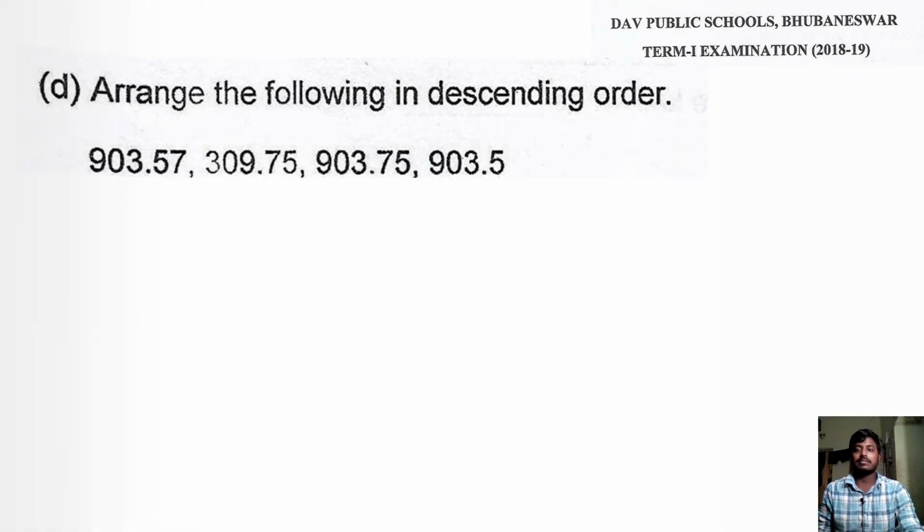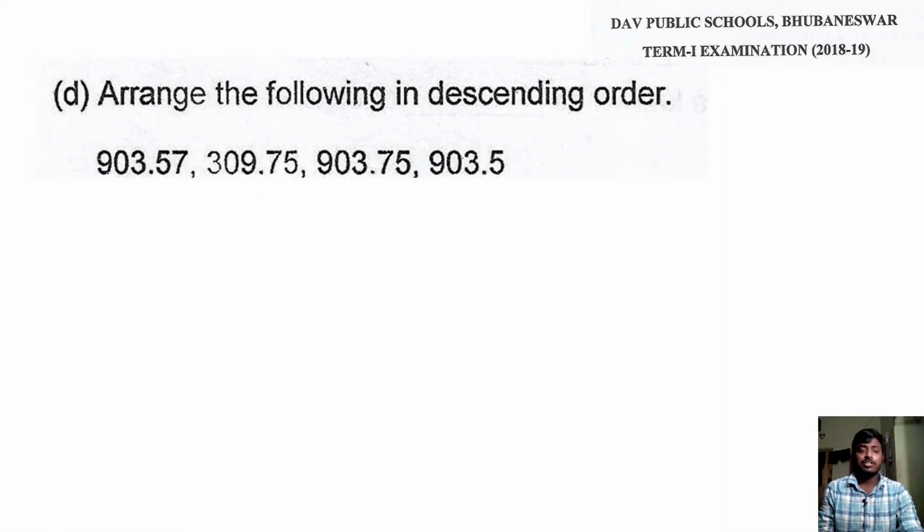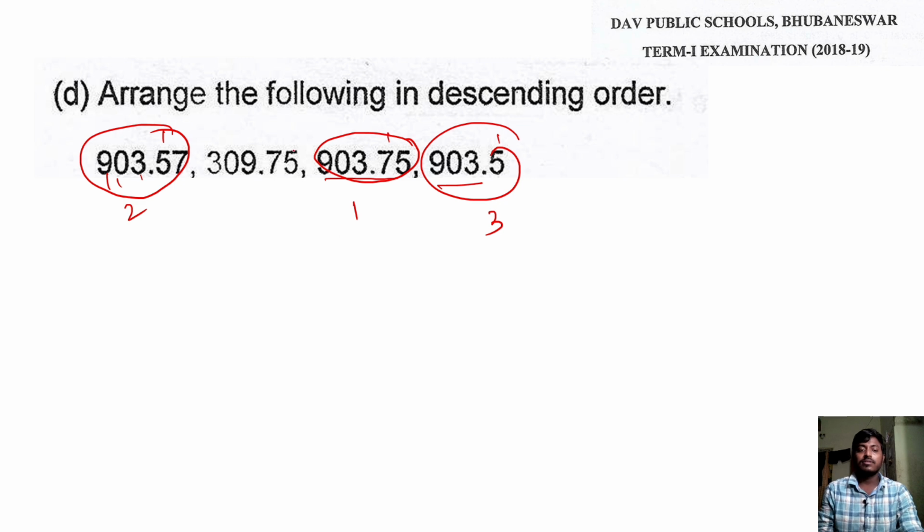Okay. Next. Arrange the following in descending order. First we write the biggest. So 903. Here is also 903. Now we check the tenths position. 5, 7. Here is 5. Which one is greater? This one is. So this is the first, the second one is this, here is the third one, then this is the fourth one. Okay.